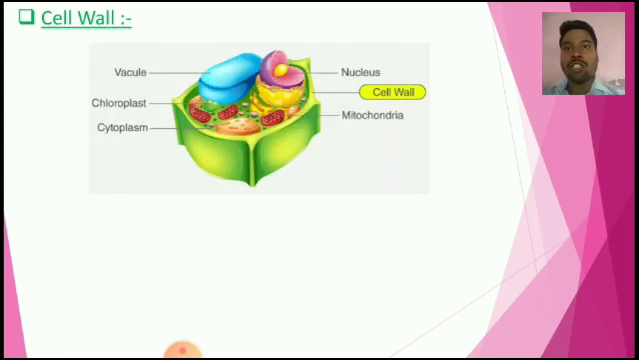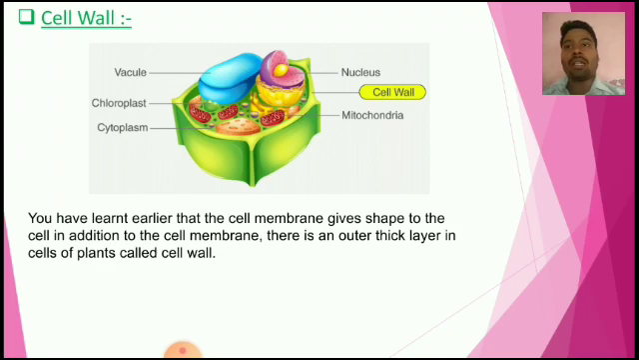The next part of the cell is the cell wall. See this picture, this is a picture of a plant cell. In this plant cell, we denote the various parts of the cell such as cell wall, nucleus, vacuole, chloroplast, cytoplasm, etc. You have learned earlier that the cell membrane gives shape to the cell. In the previous session we learned that the cell membrane gives a shape to the cell.